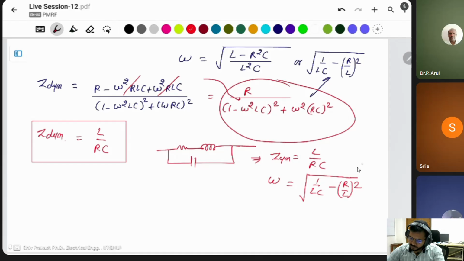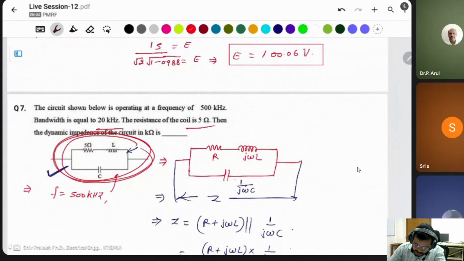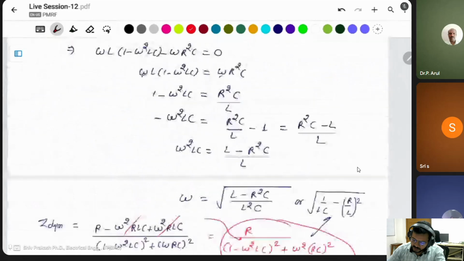Okay, so we have to solve these two. We need to calculate omega, right? Directly we can put this formula, L divided by RC. Yes, but in this question the values of L and C are not given. Okay. In that case, something else is given in the question. It is given that the bandwidth is 20 kilohertz and the resonant frequency is 500 kilohertz. Then you have to choose this thing.